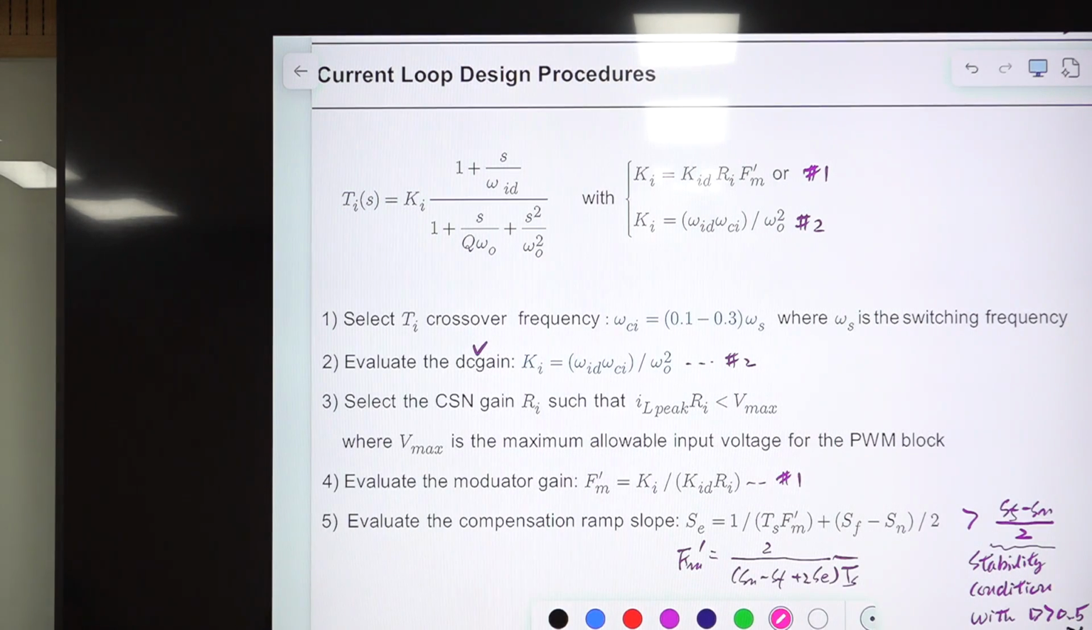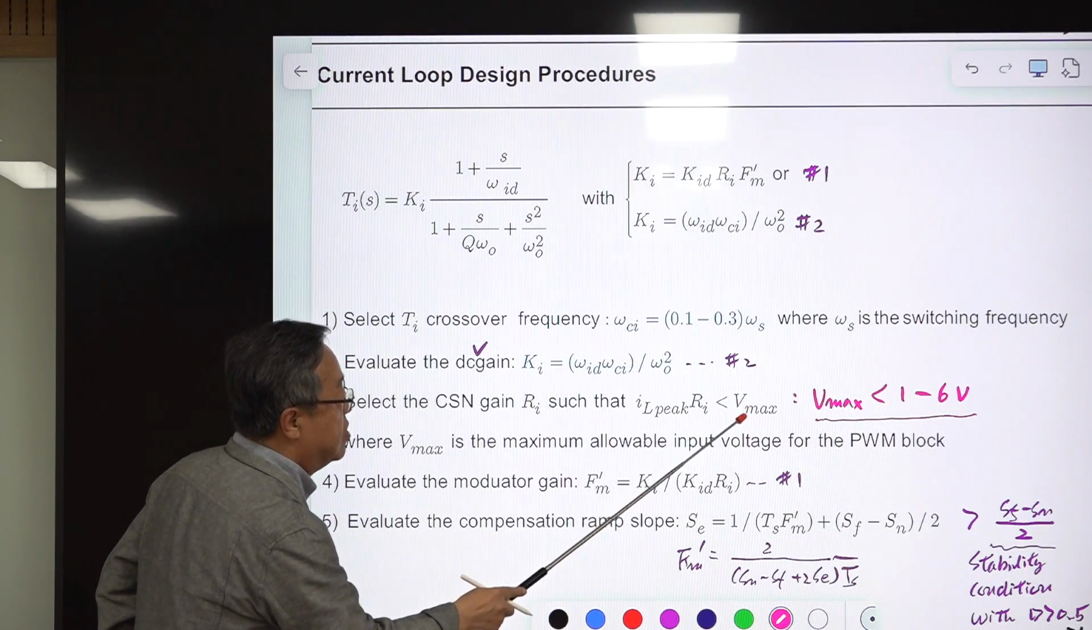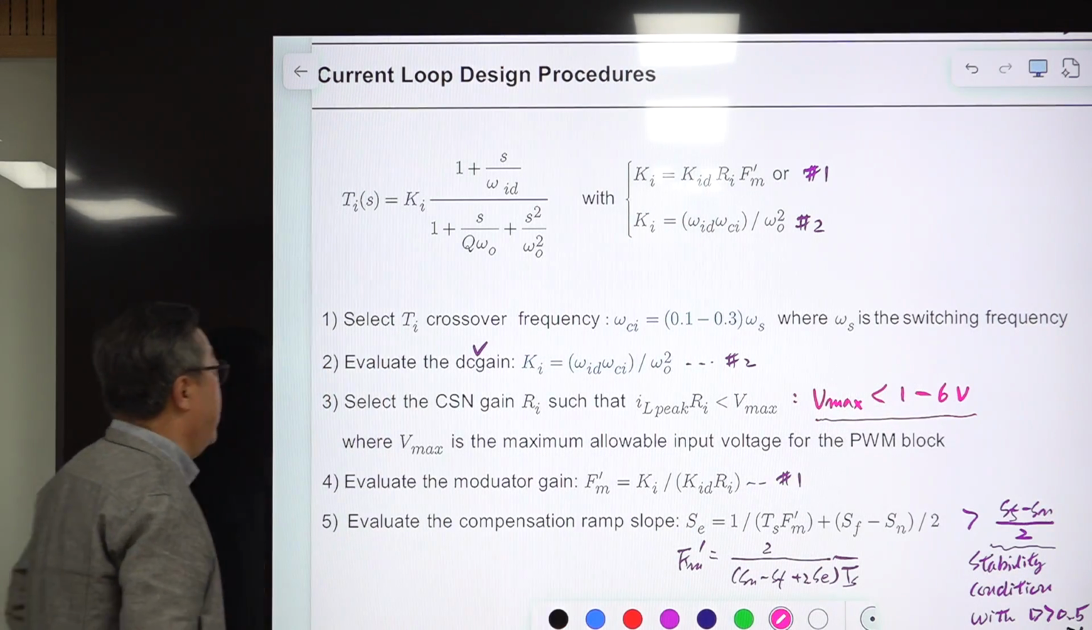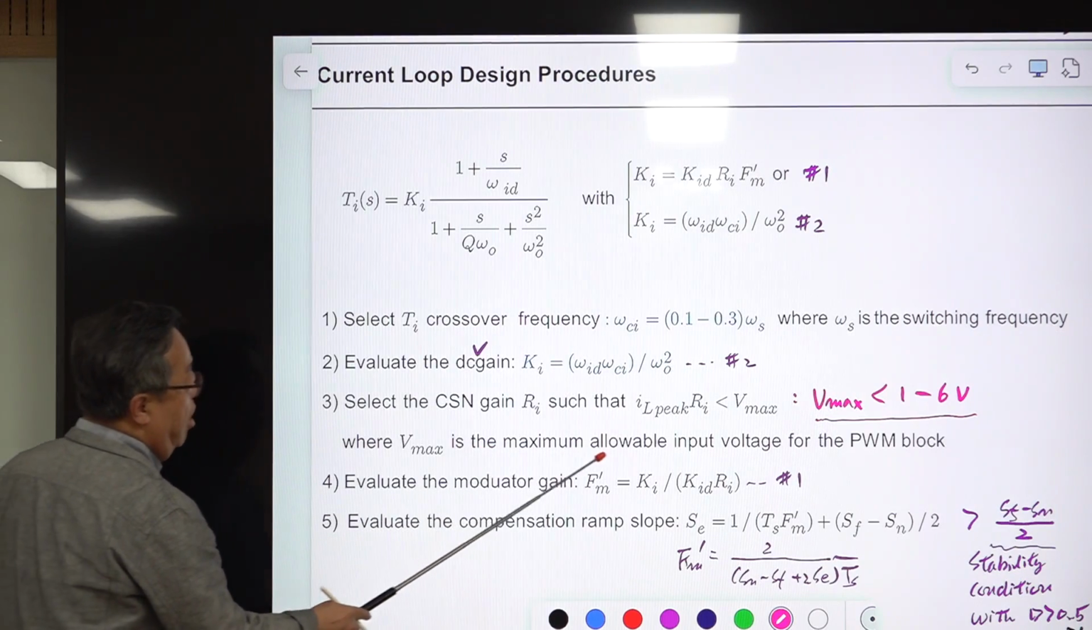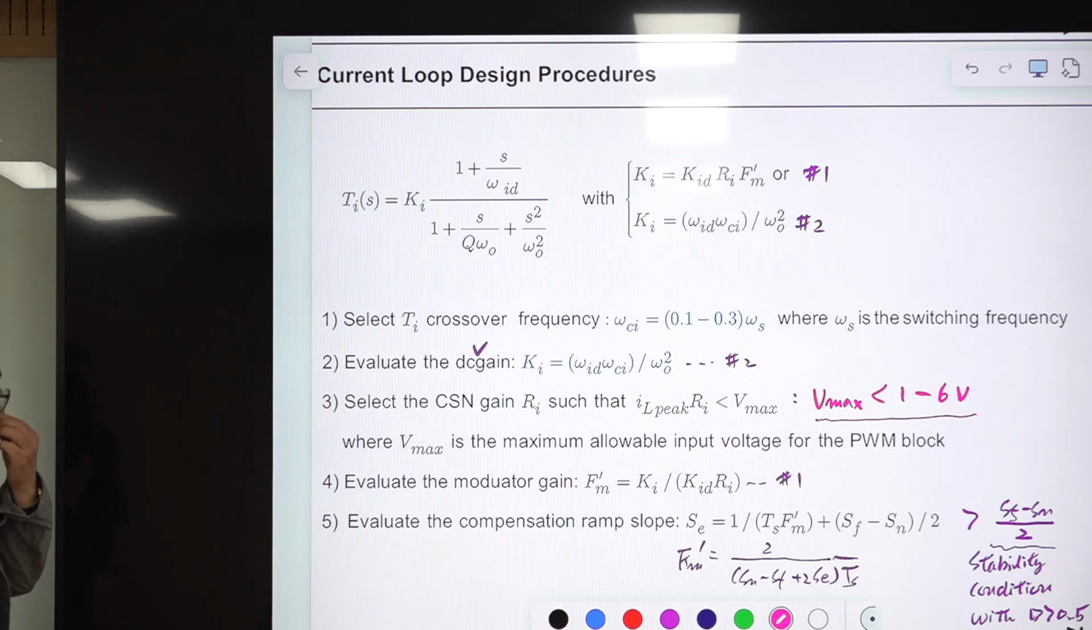Okay. So typically this value Vmax is somewhere between, it depends on chip by chip, 1 to 6 volts, maybe 1.5 or 3, 4, something like that. So if this is very large, then make this one slower, so the product does not exceed this one. This is a predetermined value, and here Vmax is the maximum allowable input voltage for the PWM block or PWM IC. Then Ki is determined.